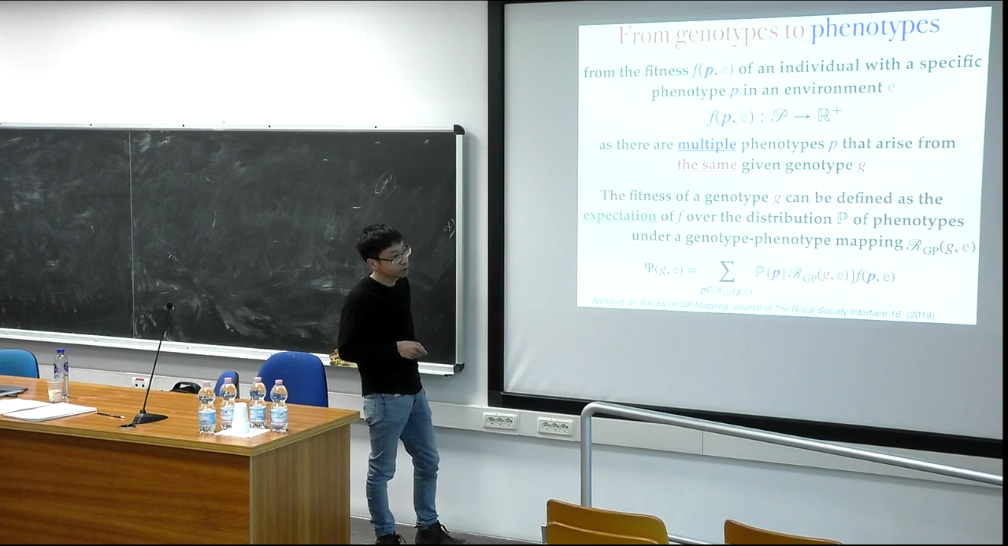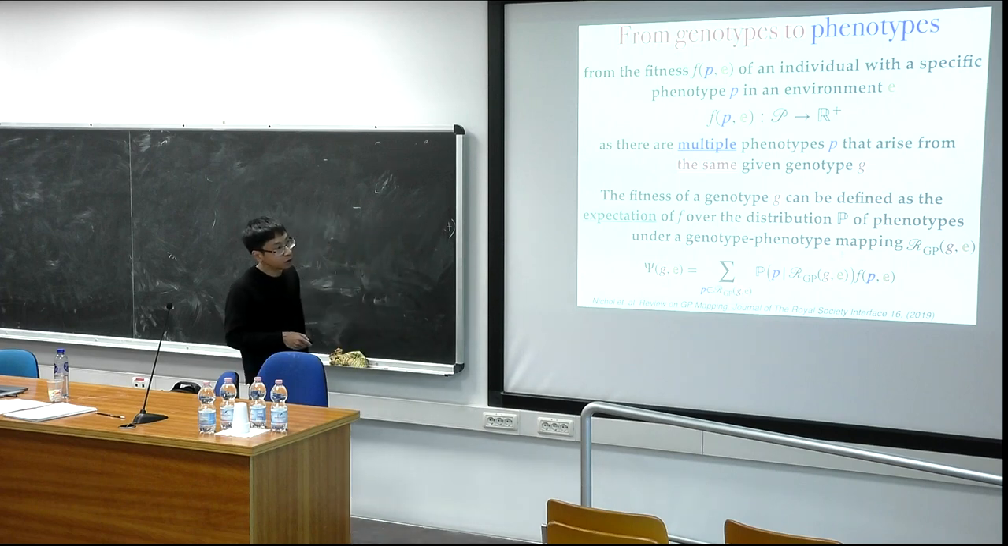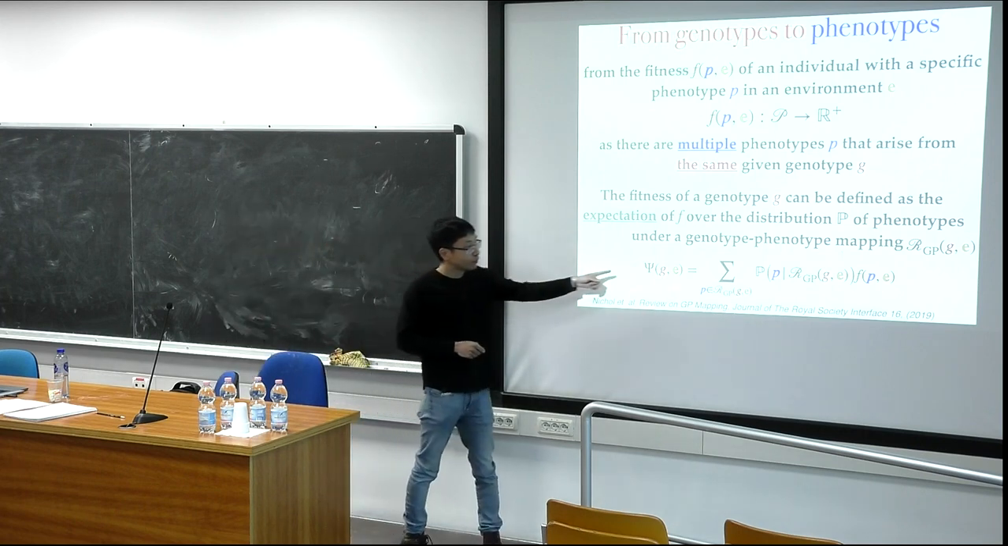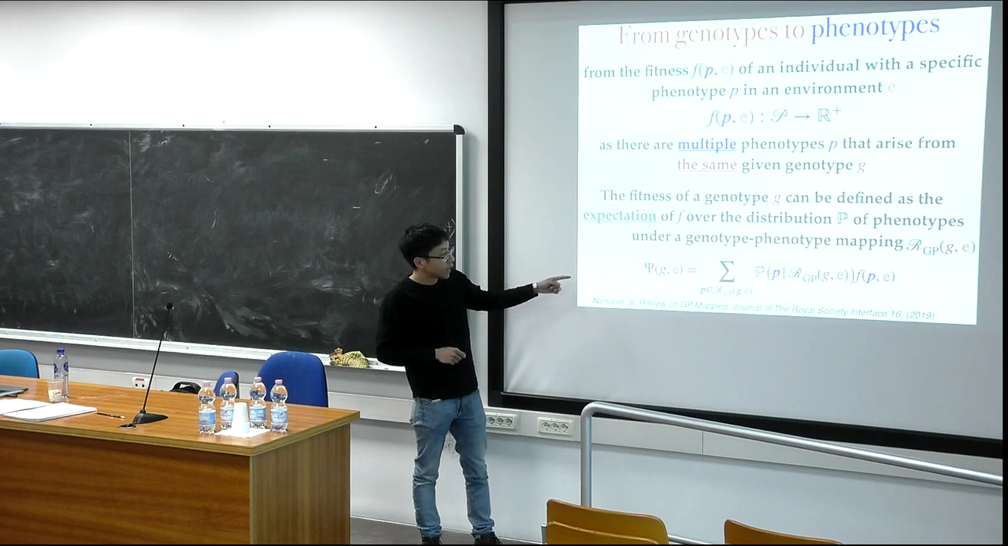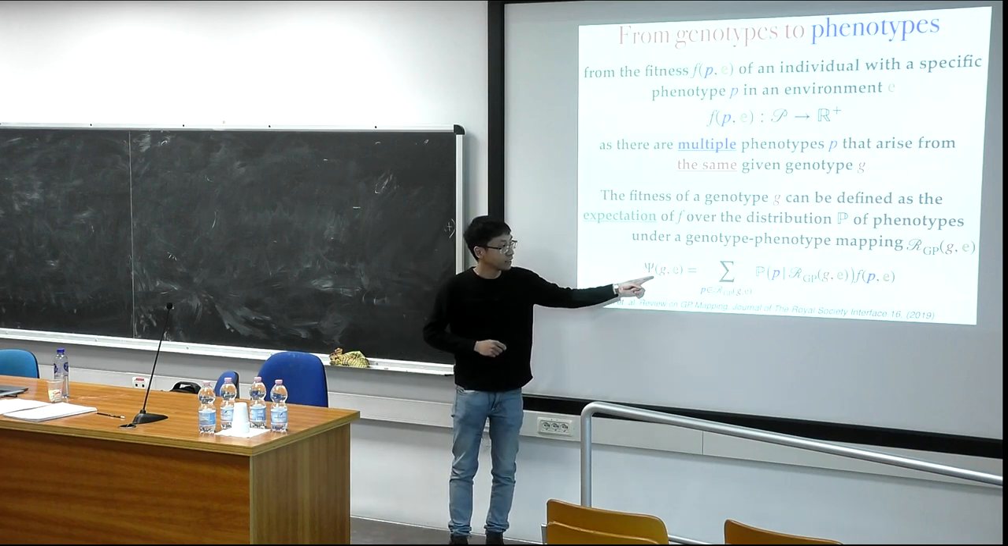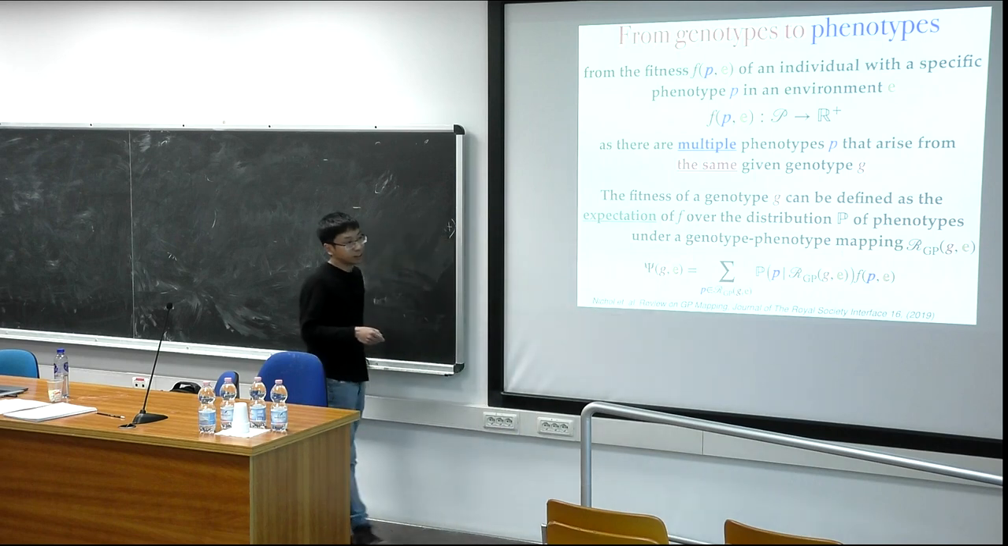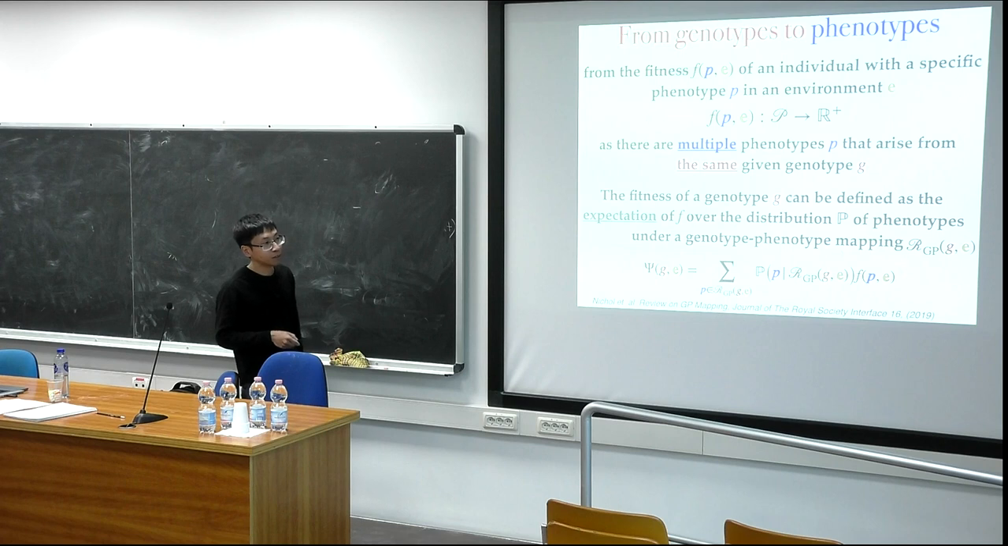So this genotype-phenotype mapping plays a very important role in connecting different biological systems at different scales. You have the scale of the genotype, a kind of micro scale, and then you have the scale of the phenotype, which is the observable biological trait of the organism, right? So this genotype-phenotype mapping connects the things that happen at two different scales. And then the more traditional fitness, like the fitness landscape of the genotypes, can be understood as the mean value with respect to the distribution of the phenotype here.